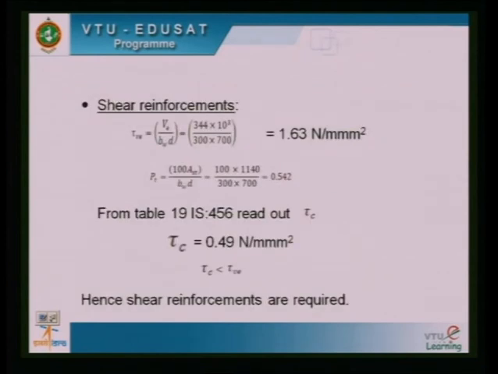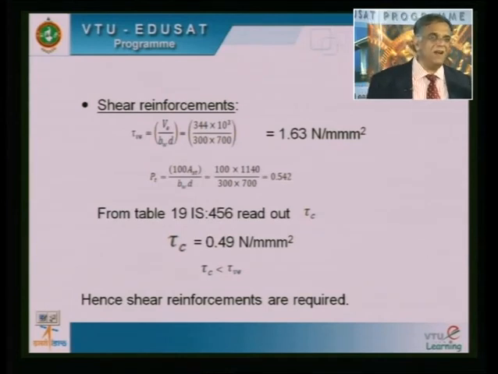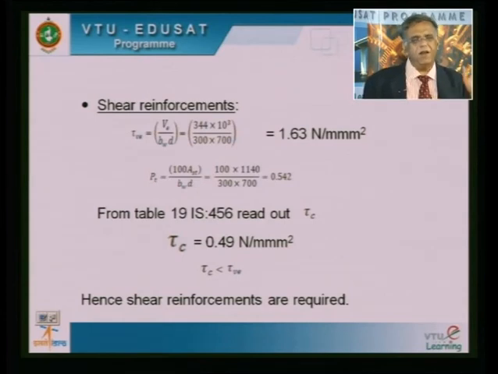Then, as usual, like any other beam, this beam also should be checked for shear. The same steps have to be followed. Shear reinforcement shall be calculated as usual, but be careful, it is not tau V which you are going to calculate. Instead, you are going to calculate the equivalent shear stress tau VE. Already I have shown how to calculate VE. From VE, you calculate tau VE. So VE divided by BW into D gives us the value of tau VE. This time, it is coming to 1.63 Newton per mm².